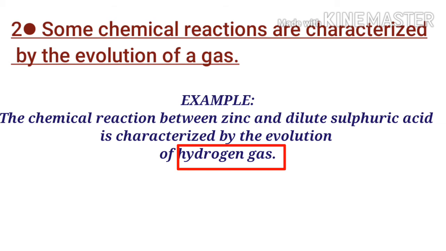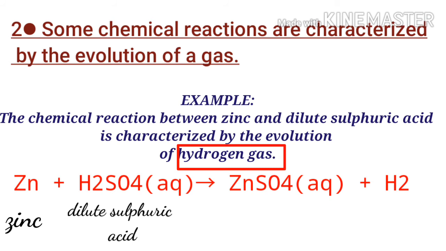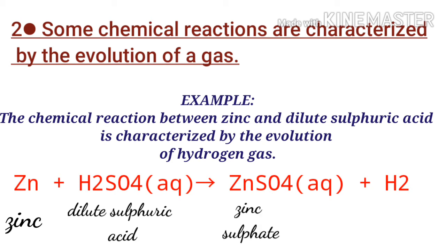Some chemical reactions are also characterized by evolution of hydrogen gas. The chemical reaction taking place between zinc and dilute sulfuric acid shows evolution of hydrogen gas. I have given one equation below. Zinc plus dilute sulfuric acid, an aqueous solution, reacts to form zinc sulfate along with evolution of hydrogen gas.